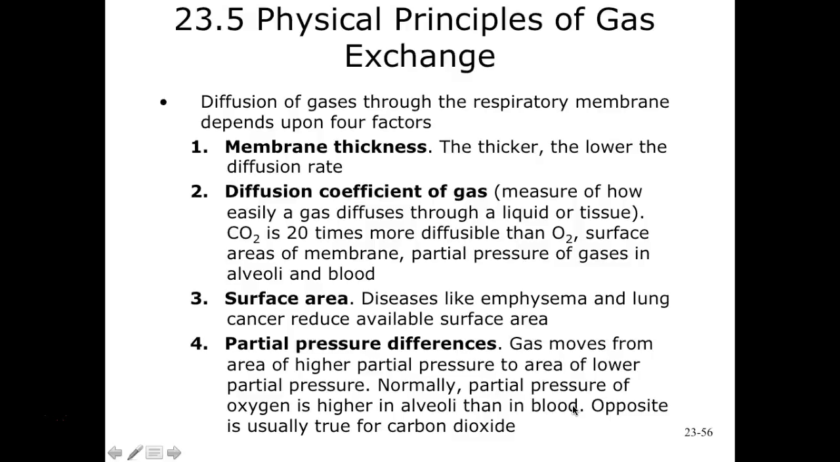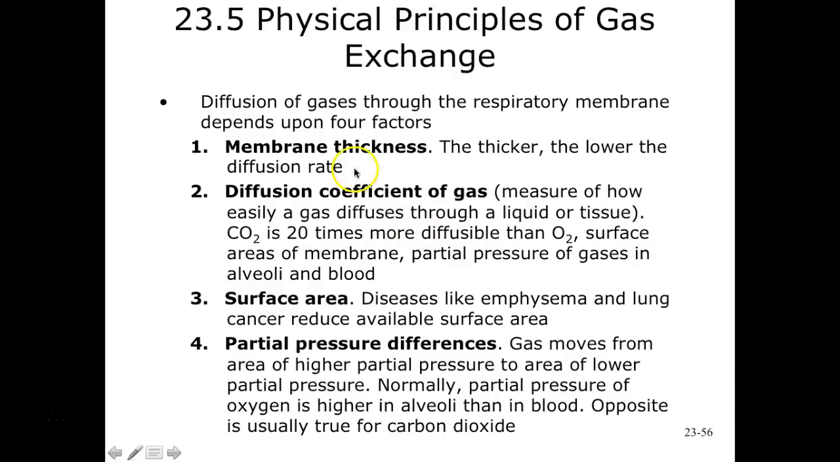Okay, so now we have our physical principles of gas exchange. Here we're talking about our diffusion of gases through our respiratory membrane, and it's going to depend on 4 major factors. We have our membrane thickness. Remember, the respiratory membrane includes first our surfactant, then your alveolar wall, then your interstitial space, and then your capillary layer, which is your endothelial layer. So remember, all of that is your respiratory membrane.